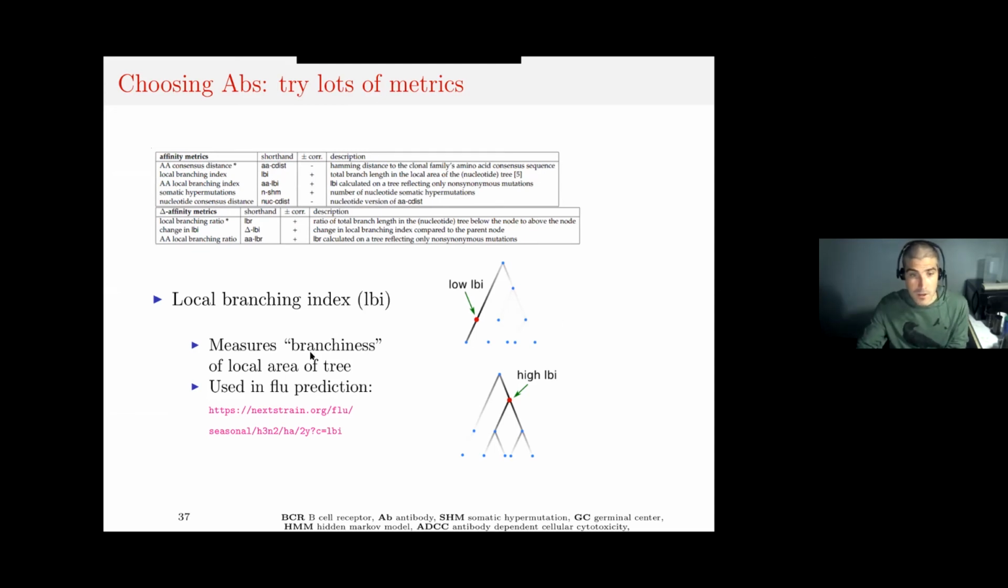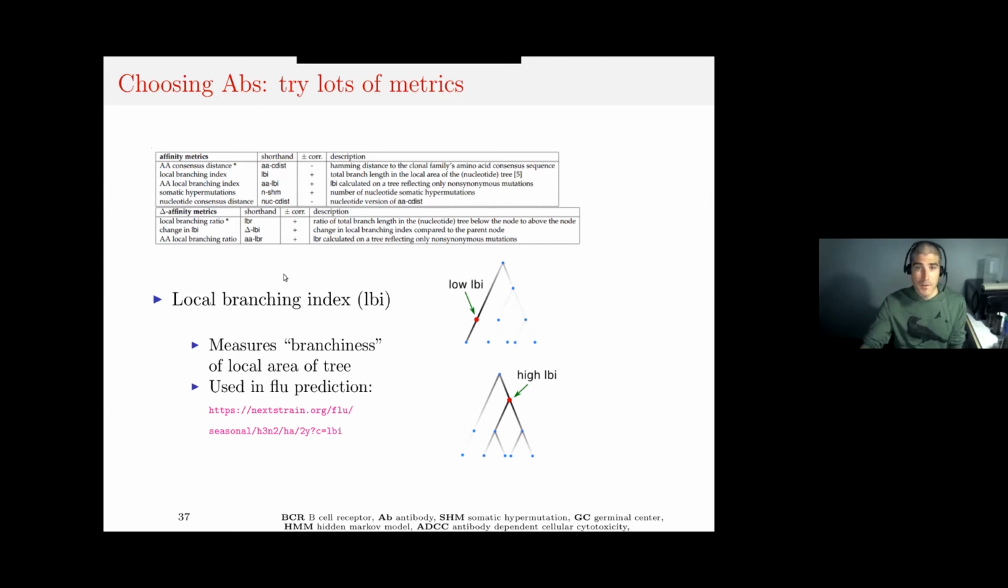One metric I will touch on quickly, because I can draw a nice picture for it, is called the local branching index. It measures the branchiness in the local area of the tree around the node, or around the antibody you're talking about. The idea is that if you're a high affinity B cell, you're likely to have more offspring, and that means the area of the tree that you're in will have a bunch of branching going on. This metric has been used a lot in the context of viral evolution to predict which flu strains are going to predominate in future years.